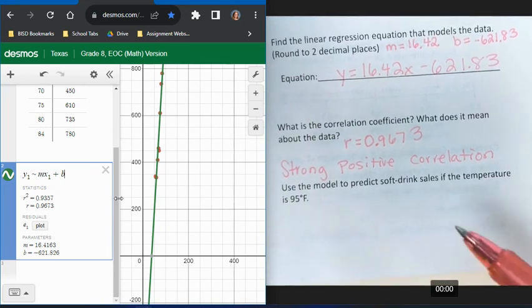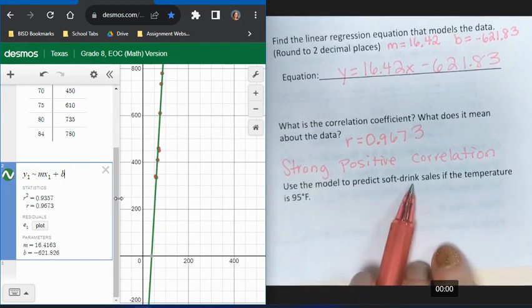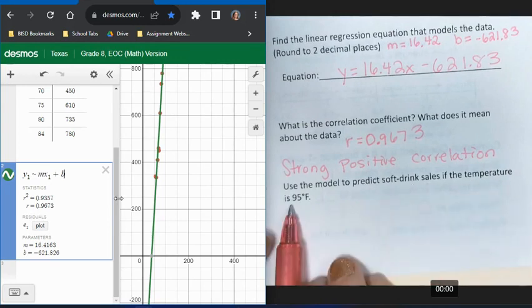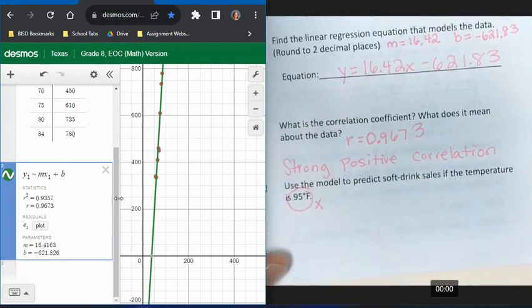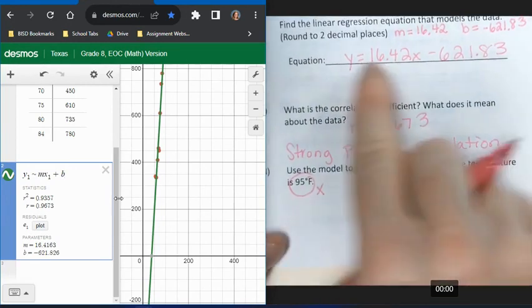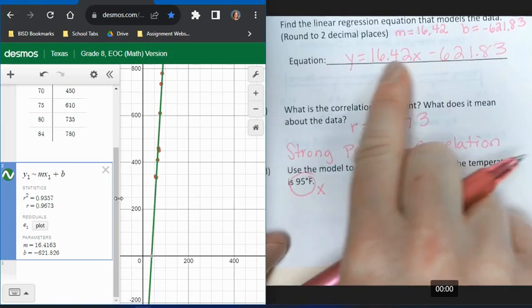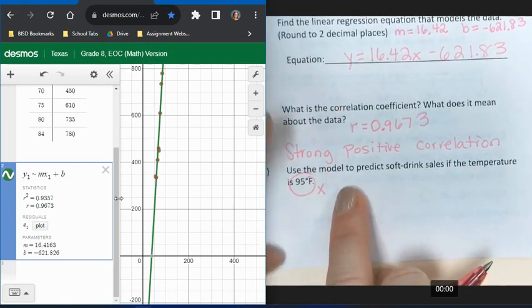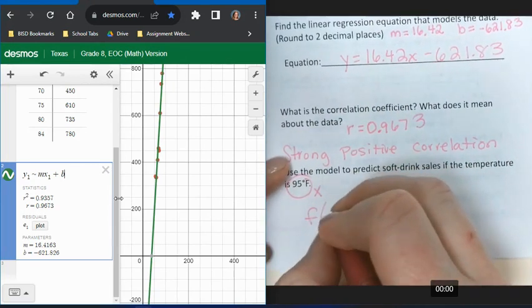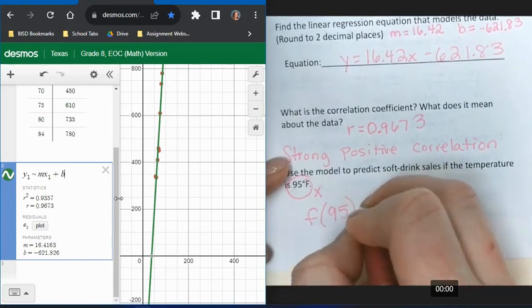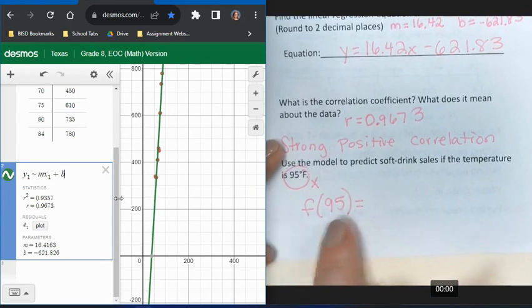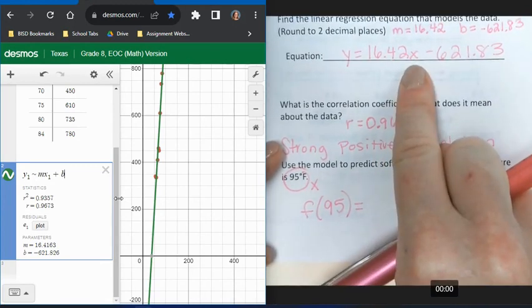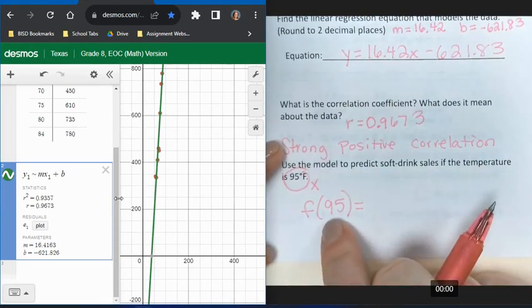And the last question says, use the model to predict soft drink sales if the temperature is 95. So our temperature is the X value. This is the model. We're going to use this model to predict for 95. So this is kind of like an F of 95. Remember F of X? I'm plugging in 95 for X in this equation, F of X.